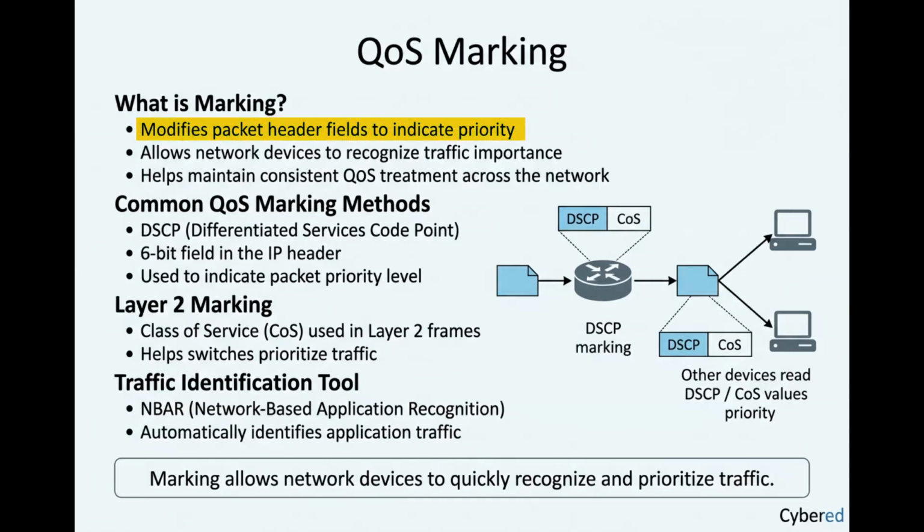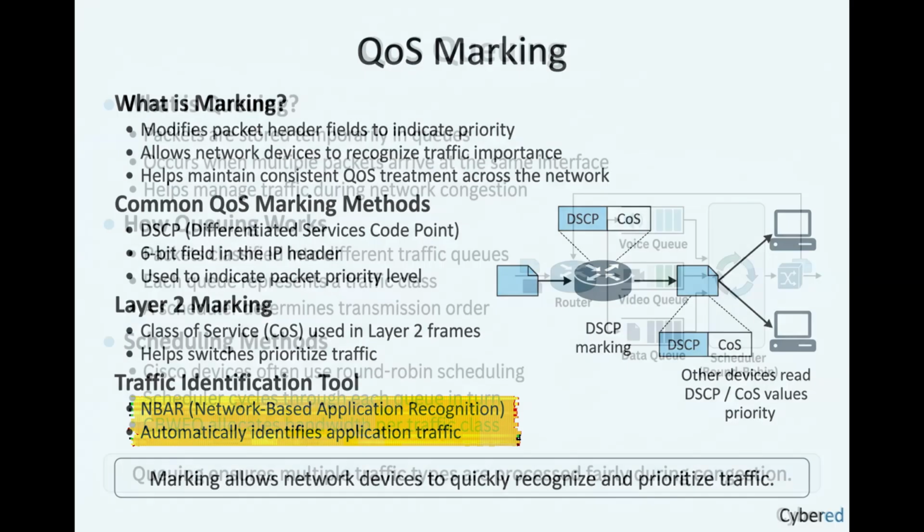Marking modifies certain fields in a packet header to indicate the packet's priority level. This allows other network devices along the path to easily recognize and classify the traffic. Important note: the differentiated services code point is a 6-bit field in the IP header used for quality of service marking. At layer 2, class of service is used for marking. Cisco also provides a tool called Network-Based Application Recognition, which helps identify and classify application traffic automatically.